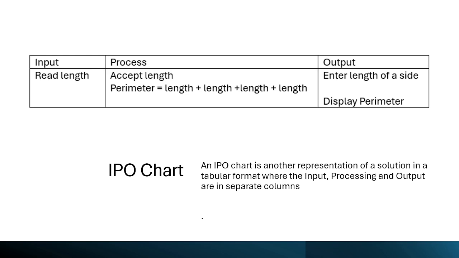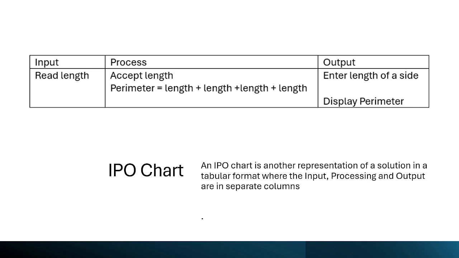Then in terms of processing, we accept the length. So that still kind of classifies as processing. As much as the user would have inputted or punched it on the keyboard, we still have to store that result somewhere. Later on, when we learn about variables and all of these awesome concepts, you will see what we mean. But for now, accepting the length would be a process.